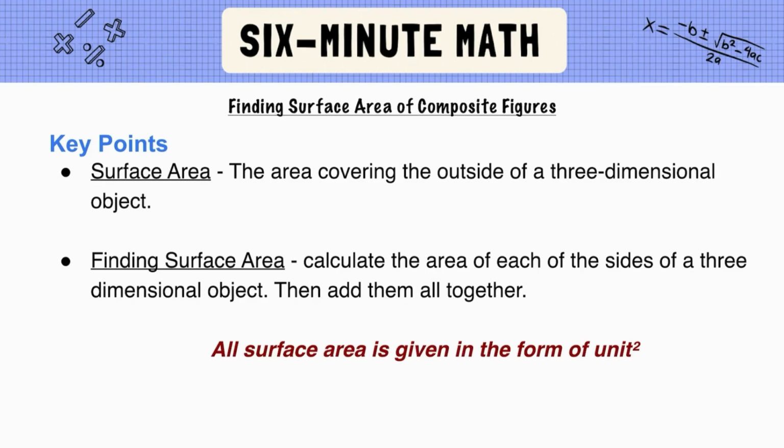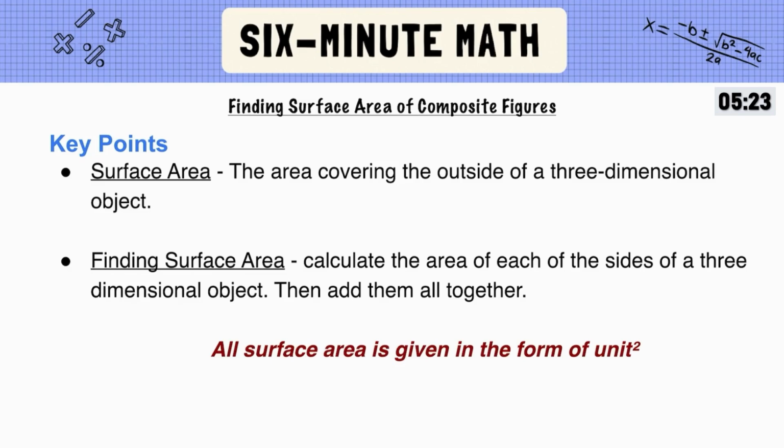So here we go. Our key points to remember are that surface area is the area covering the outside of a three-dimensional object. To find this surface area, we are going to calculate the area of each of the sides of that three-dimensional object and then add them together. For our composite figures, I'm actually going to show you a different technique rather than adding them all together, but I will get into that in an example. Our last key point here is all surface area is given in units squared.